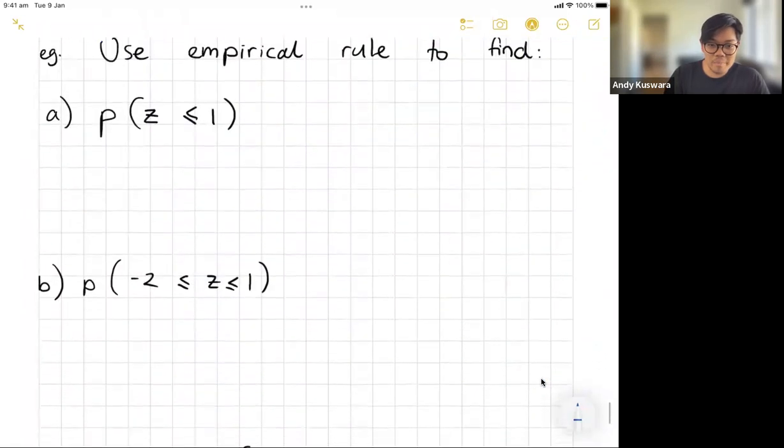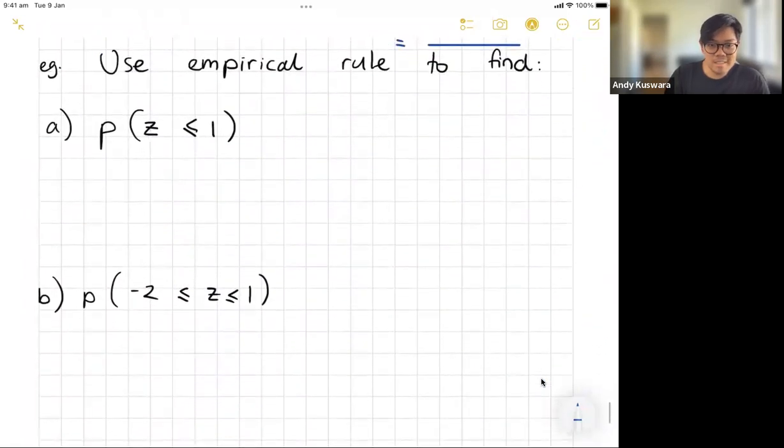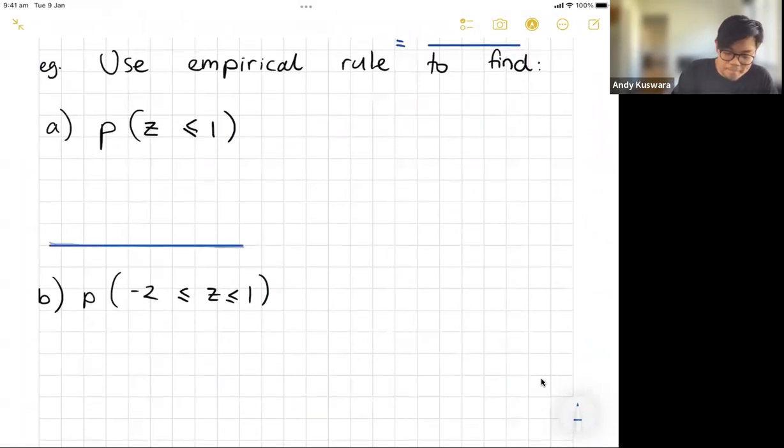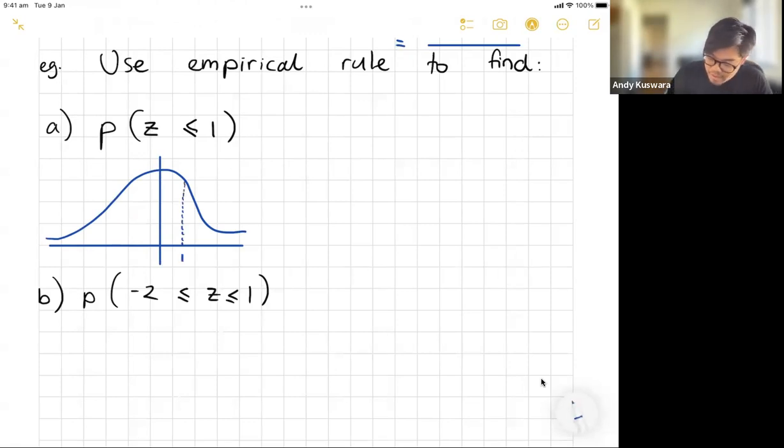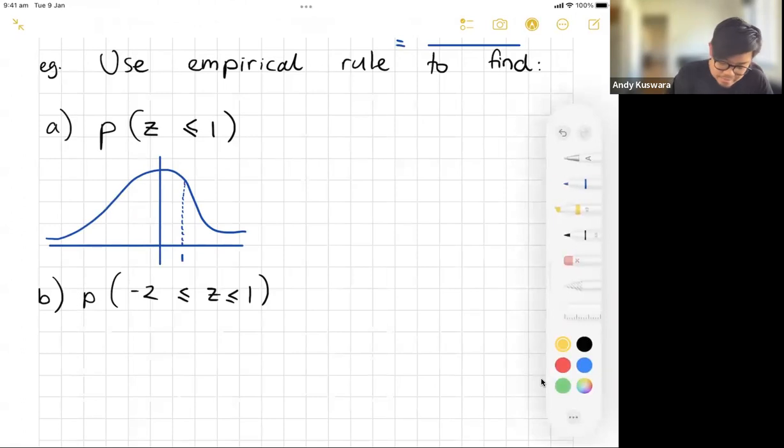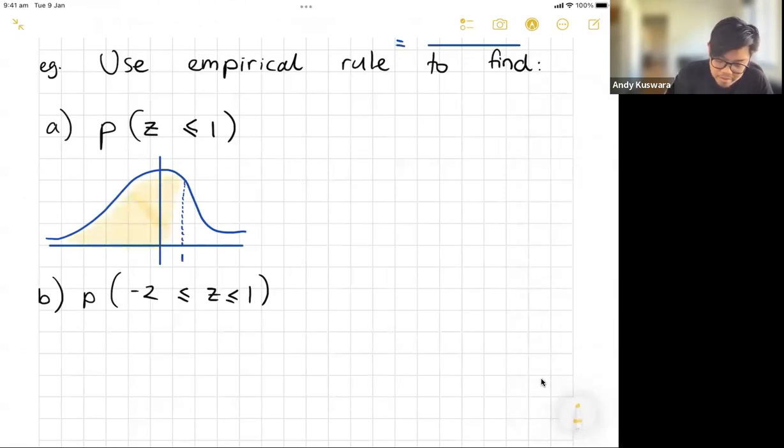Okay, now, empirical rule, slightly easier. But what I recommend is that you would still draw it up. Okay, so the empirical rule, remember, is just the whole 68, 95, 99.7. So it says if the z-score is less than or equal to 1, what I would draw is, okay, there's my 1. And I'm trying to find this area here. Right? Everything from the bottom up, I'm trying to find the probability of scoring somewhere there.